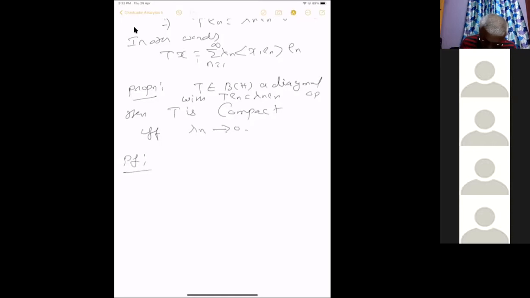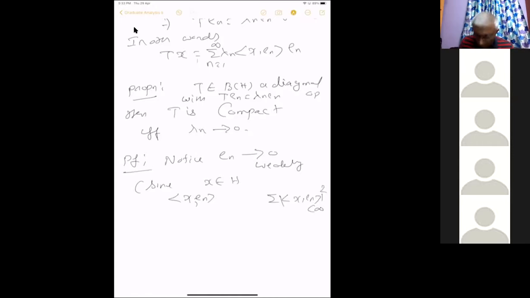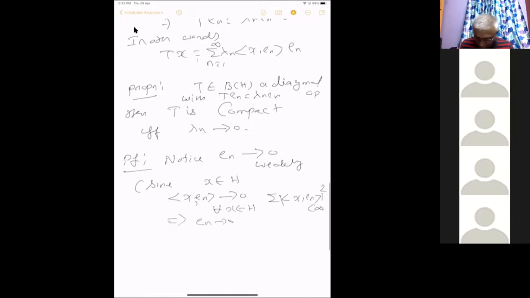Proof. One way is just trivial. Notice that e_n converges to 0 weakly. This is clear because for x in H, the inner product of x with e_n goes to 0. This is what is called something like the Riemann-Lebesgue lemma. The summation is fine; the sum of the squares of the inner products of x with e_n is summable. So the inner product of x with e_n goes to 0 for all x in H.